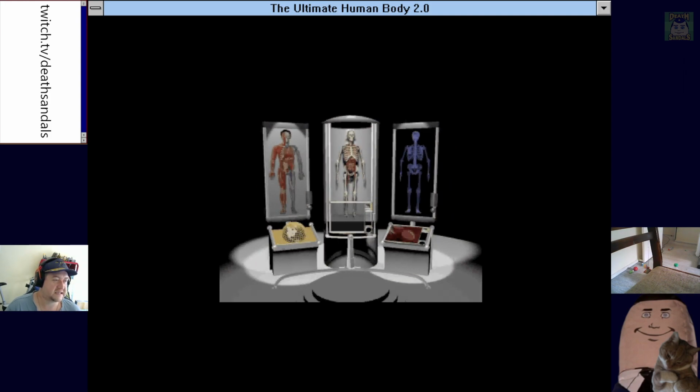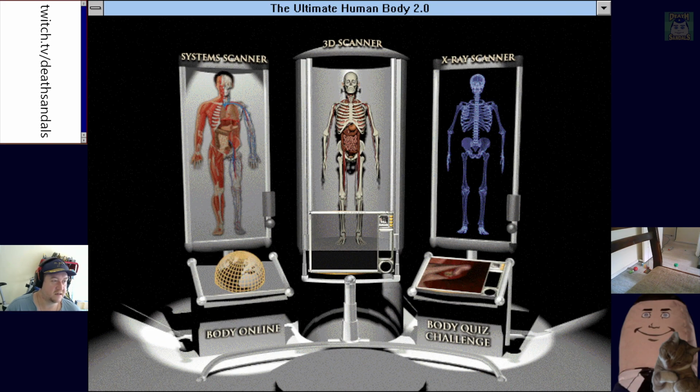Cool. Let's see if there's a lot to the game. Hopefully there is. So what do we get? 3D scanner, system scanner. Can't do the online stuff. We can do a quiz challenge. Then we can do x-rays. Okay, seems a little bare bones for what's here, but let's do that.